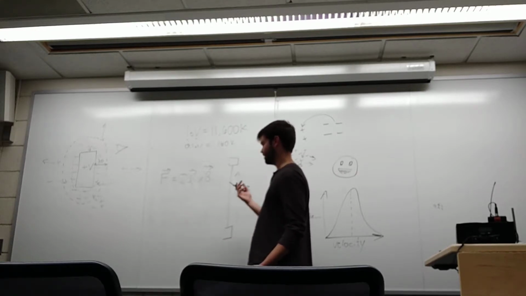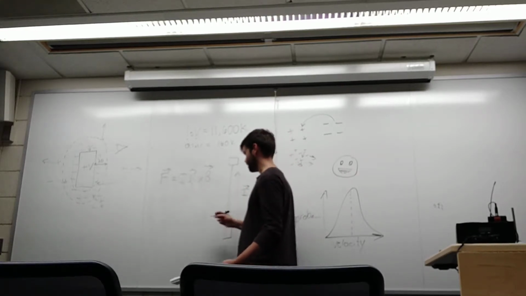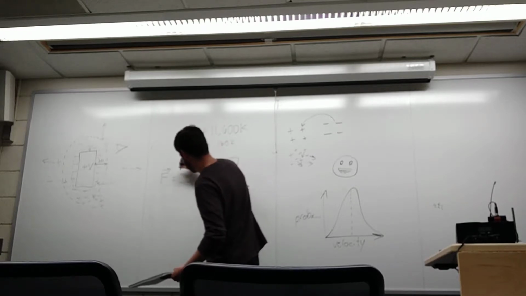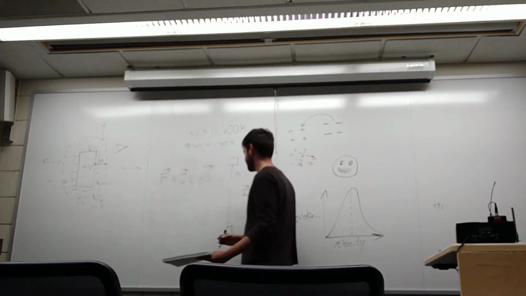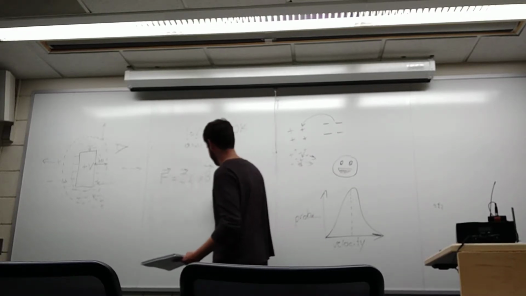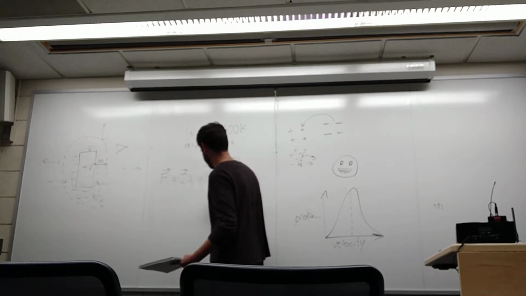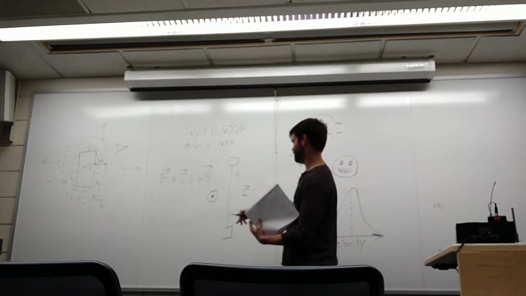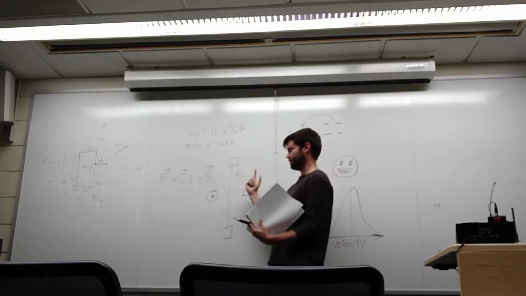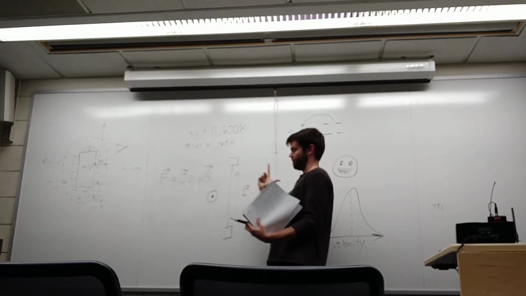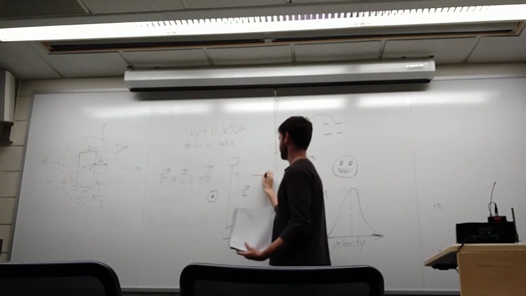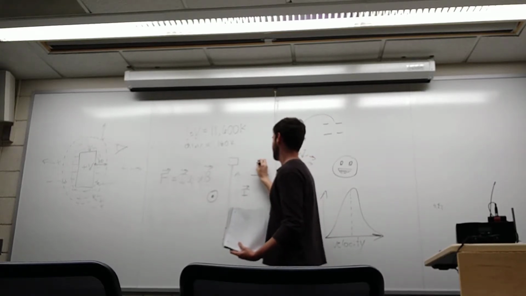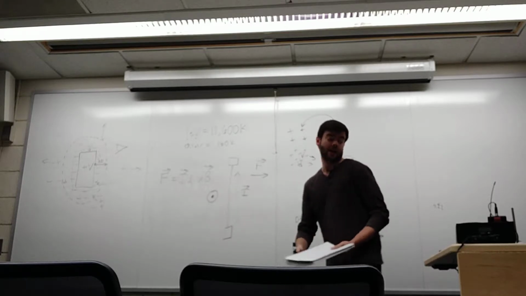So in this case, you'd use the right-hand rule. Let's put the B there. So it'd be I cross B is F. So you'd have a force this way. Hopefully I did that right.